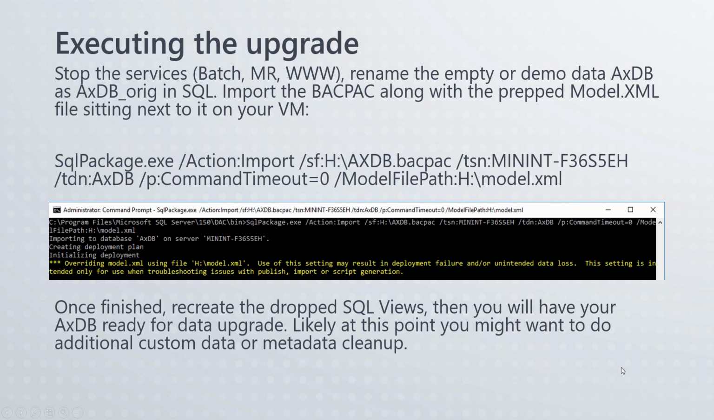This is very important because the documentation is suggesting that the model XML has to be re-added to the zip package, but unfortunately that ruins the structure and the SQL package will not be able to recognize it. You can see the warning that I'm also getting. The model file path flag will allow you to have the model XML sit next to the bacpac file and just import it using that structure. No need to rezip the entire archive. Once finished, you have to recreate the SQL views, and you will have your AXDB ready for the data upgrade steps. Likely at this point you might want to do additional sanitization and cleanup of your data. That is just to get ahead of the problems you might get during executing the release update cockpit.